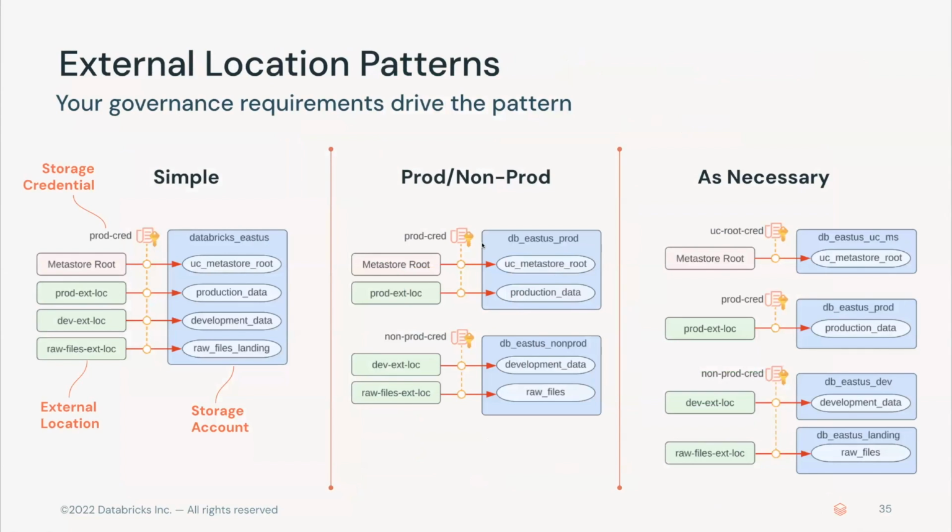And then you see some of the external location patterns, right? There's some simple workflows, right? Where it's just, hey, mapping different prod or dev or raw paths. Sometimes you see teams use prod credentials for specifically the metastore root and the prod external locations, and non-prod credentials separately. And then as necessary, you can also have storage credentials that are used for specific containers and such.